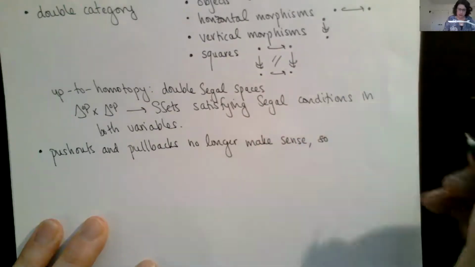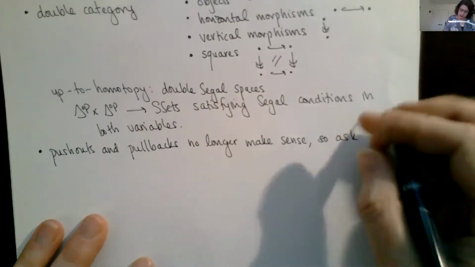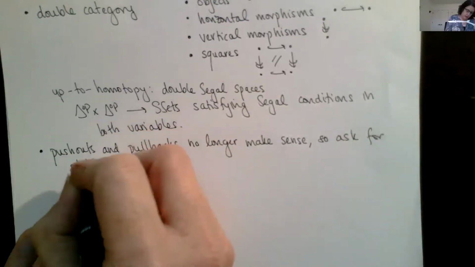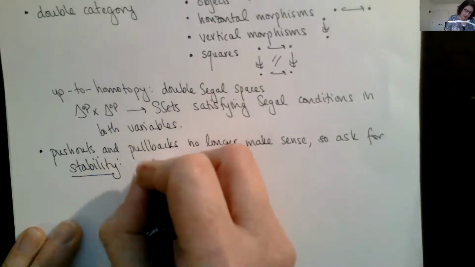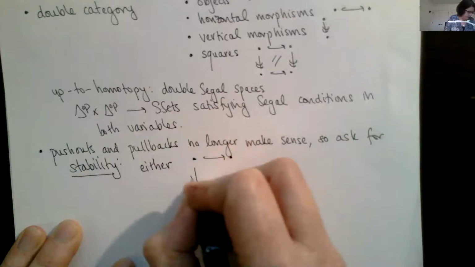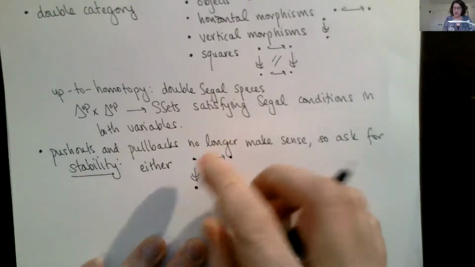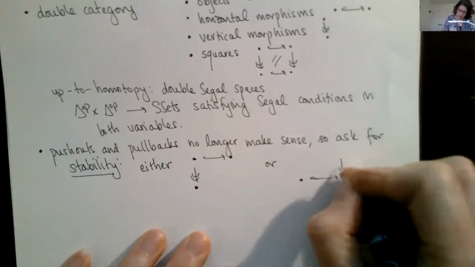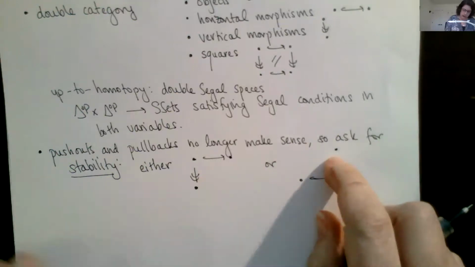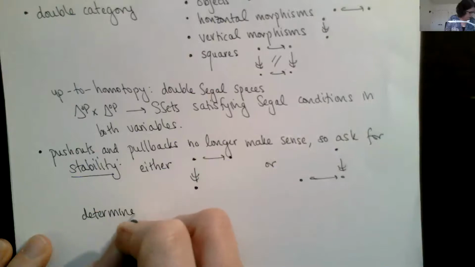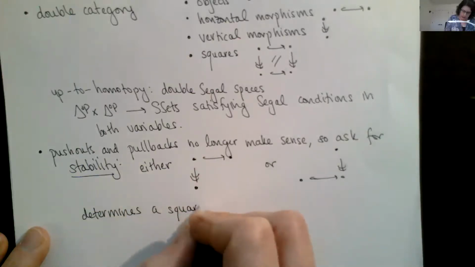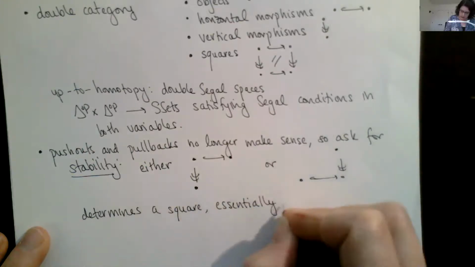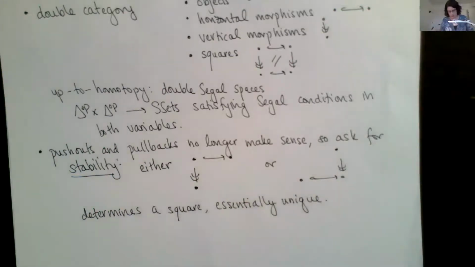So we have a new condition that has the same flavor, and this is called stability. And this just says that anytime I have a span that lives in the same category, we'd talk about taking the pullback. Or we have in the other direction, the cospan. If I have either this data or this data, they're going to determine a square. And again, that's going to be essentially unique. You can ask for it unique up to isomorphism. In this kind of world, it'll be unique up to a contractible space of choices, basically.